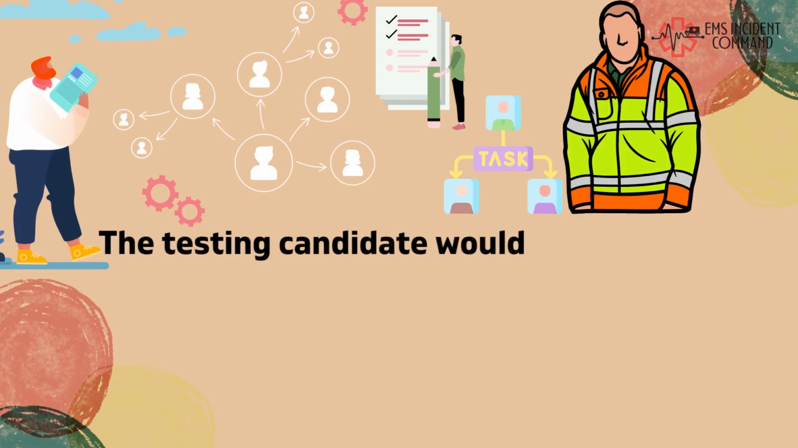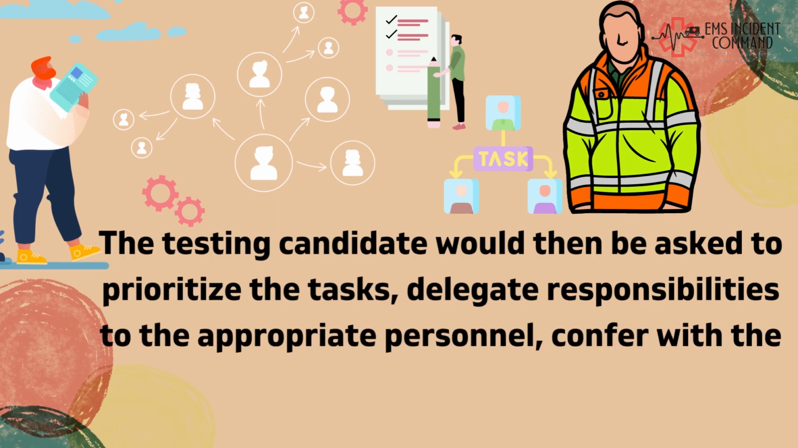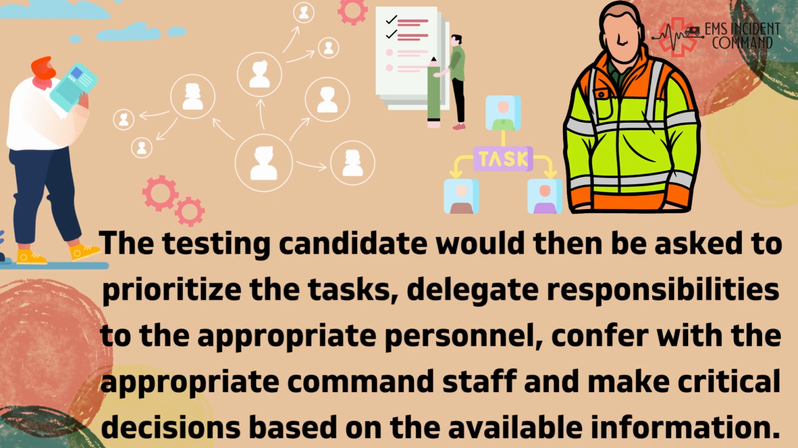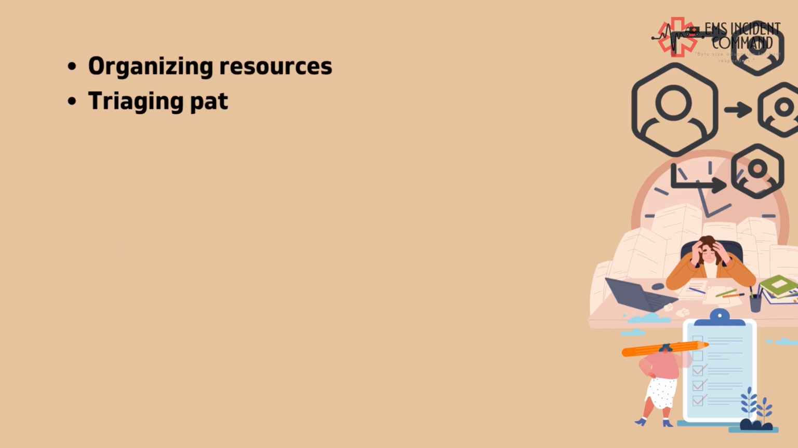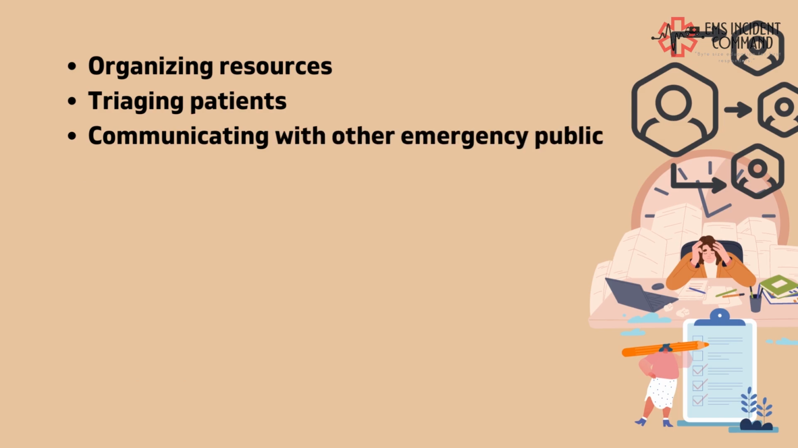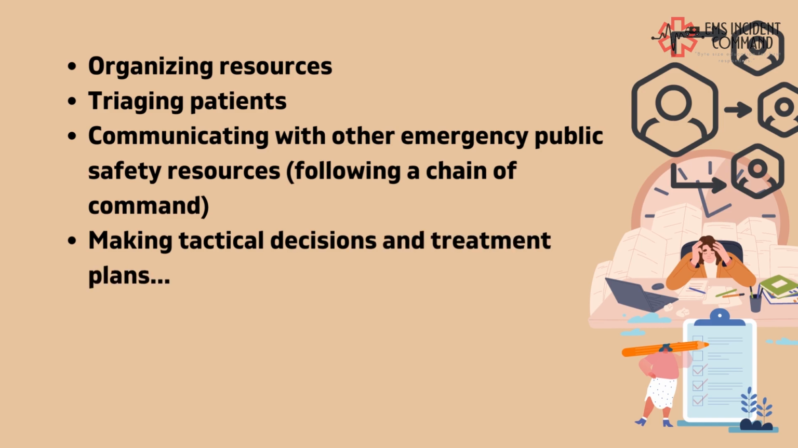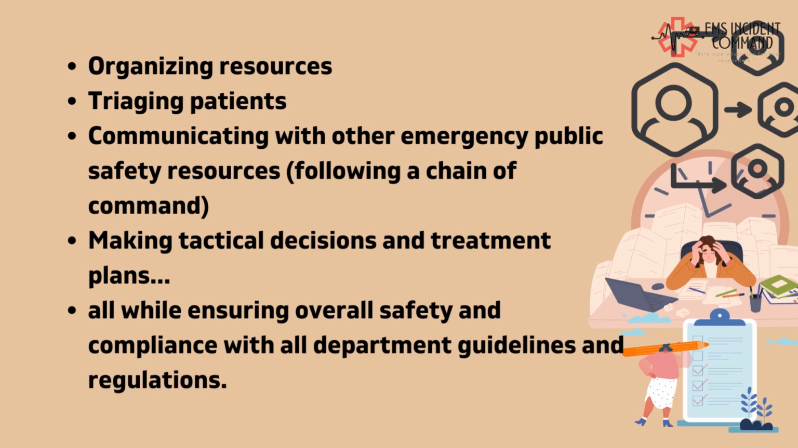The testing candidate would then be asked to prioritize the tasks, delegate responsibilities to the appropriate personnel, confer with the appropriate command staff, and make critical decisions based on the available information. For example, the testing candidate could be given a scenario where there is a major fire in a densely populated multi-level building with multiple patients, and they must respond by organizing resources, triaging patients, communicating with other emergency public safety resources while following a chain of command, and making tactical decisions and treatment plans, all while ensuring overall safety and compliance with all department guidelines and regulations.